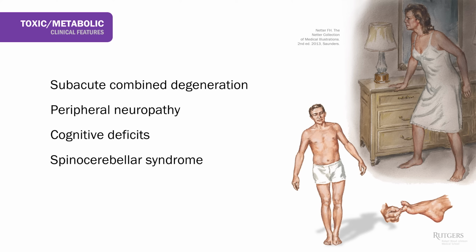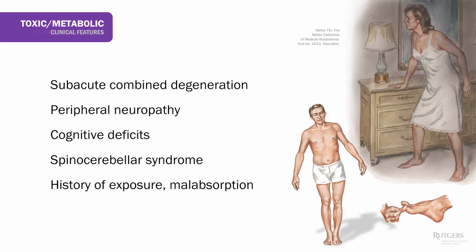All of these deficiencies and toxins cause a very similar picture. So what will you ask the patient to help you differentiate? I'll give you a second to think about it. Yeah, you need a history of exposure or malabsorption, such as in the case of gastric surgery. You really need to ask about exposure and malabsorption.